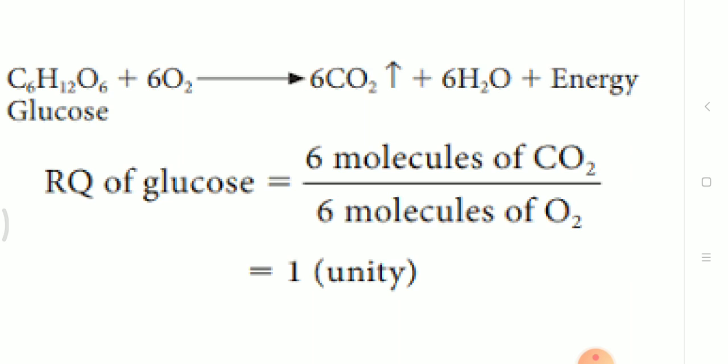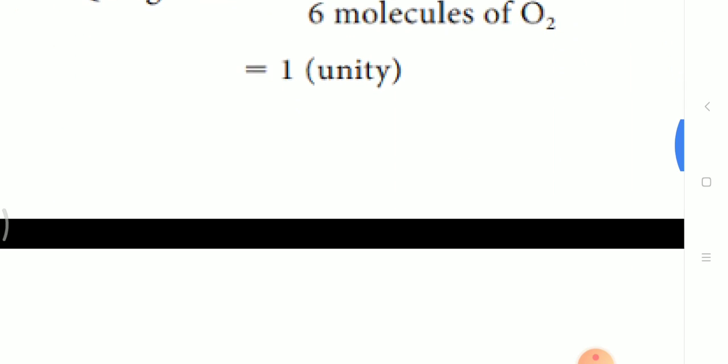So what is the ratio for the organic acids? For proteins and organic acids, there is a difference. In organic acids like malic acid, the ratio always comes above 1, but for proteins it comes to 0.9. So this is the question on the respiratory quotient.